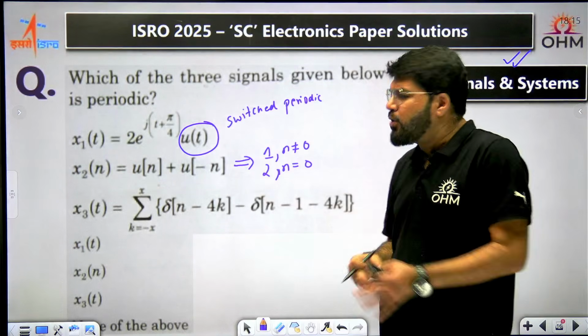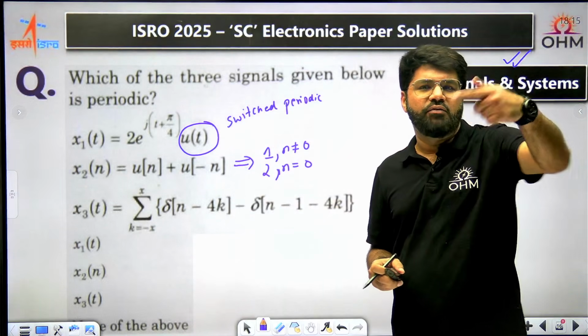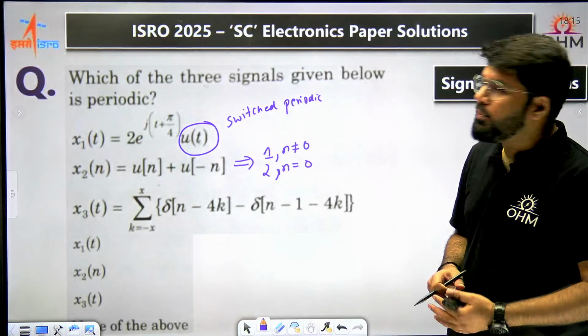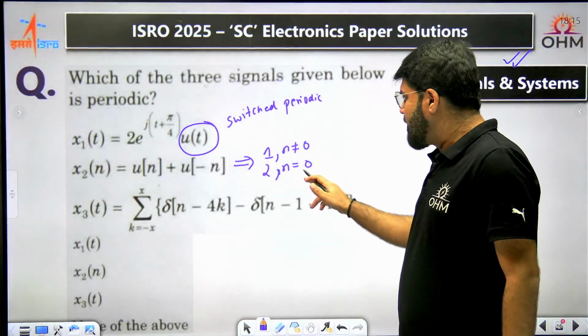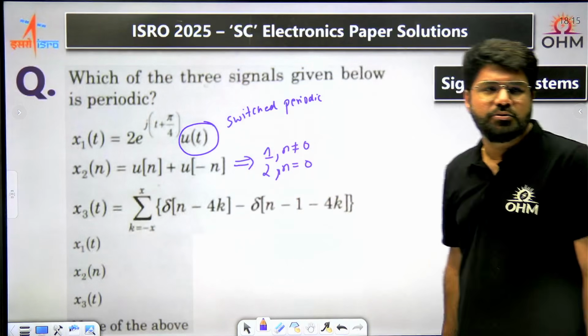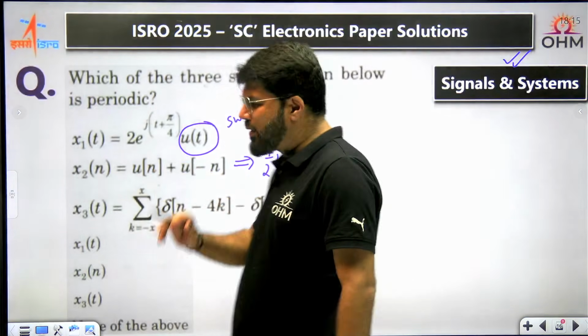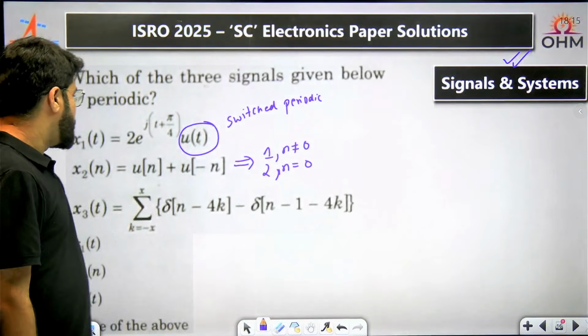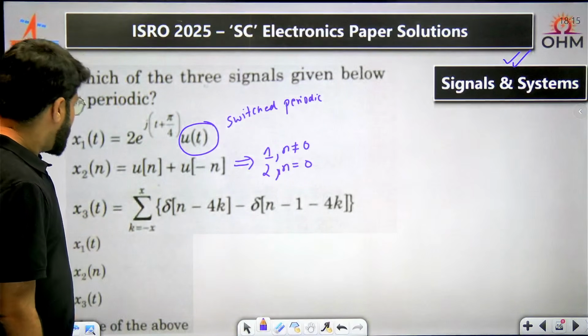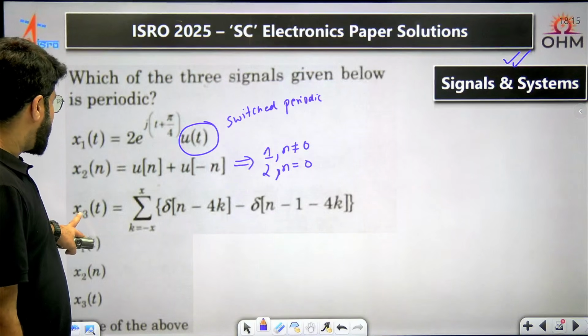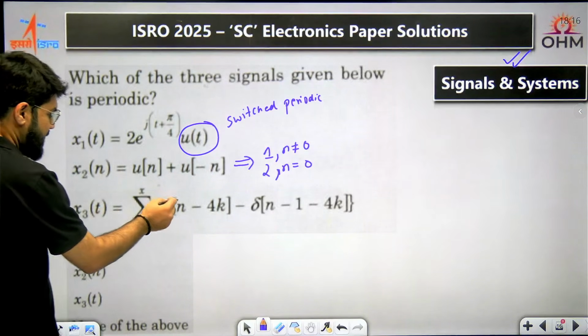If this was also 1, I could have called it periodic. After every one value of time, the value repeats. But no, it is aperiodic right now because the value at origin is something else. These two signals are overlap at n equal to 0. Then x3(t). Here they have called it as t, so here also I should write it as t. That is one typo error.